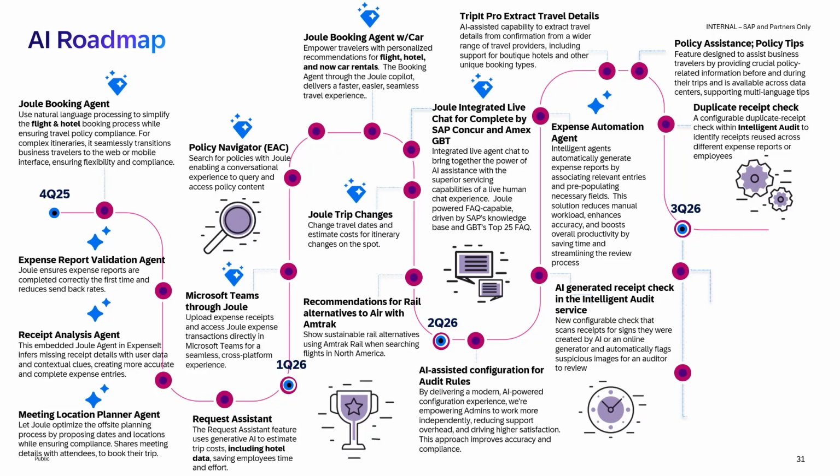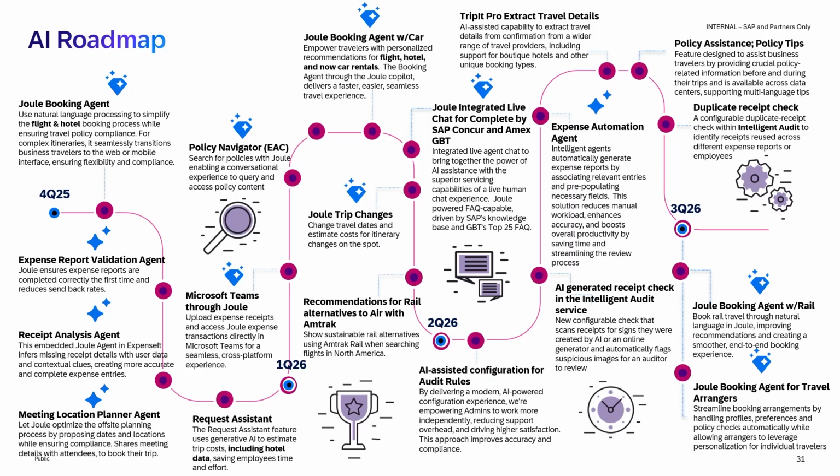So we have the Joule Integrated Live Chat, and AI-assisted configuration for audit rules, which is a brand new capability we're introducing for our admin users, where you can use natural language to describe to AI what kind of audit rules you want configured, and AI will configure these rules for you in your system by looking at all of the conditions that need to be there, a name for the audit rule, and so on. And we also are launching the Expense Automation agent for everyone to use in Q2.